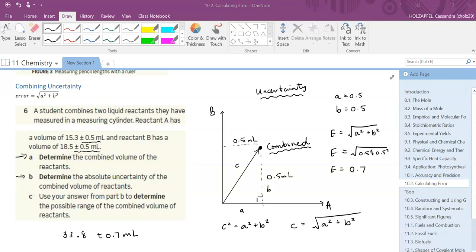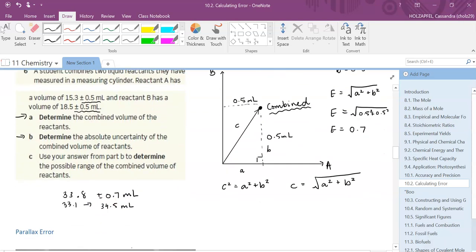Lastly, we're going to use our answer from part B to determine the possible range of the combined volume of the reactants. And we've done this a little bit now. So all I'm going to do is add 0.7 mils and subtract 0.7 mils. So our range will be anywhere from 33.1 to 34.5 mils. All right, let's move on.